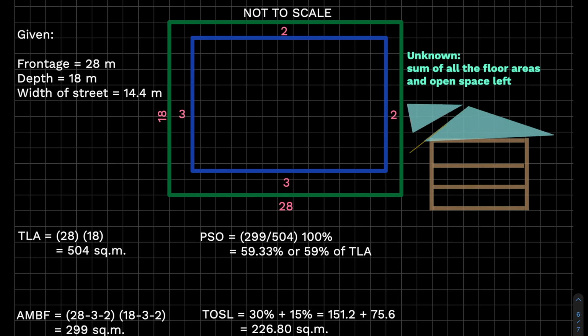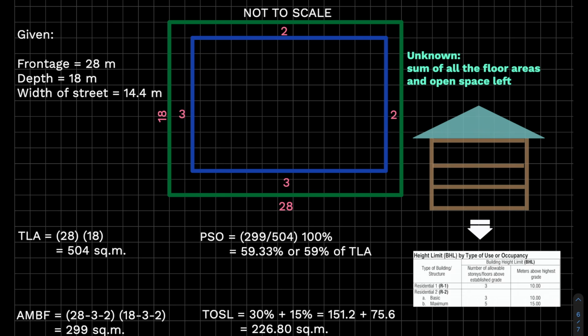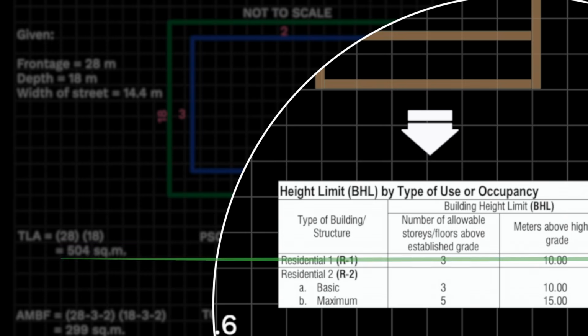Since we're aware that the house will be 3 stories, we now only have to verify if it's allowed per table 7.2. It is not stated whether we need to refer to the maximum, so we will choose the base option, which is the basic. At last, we're on the finale.